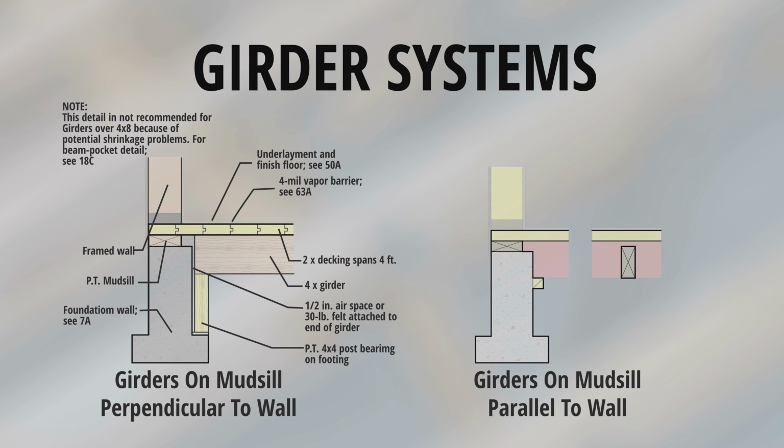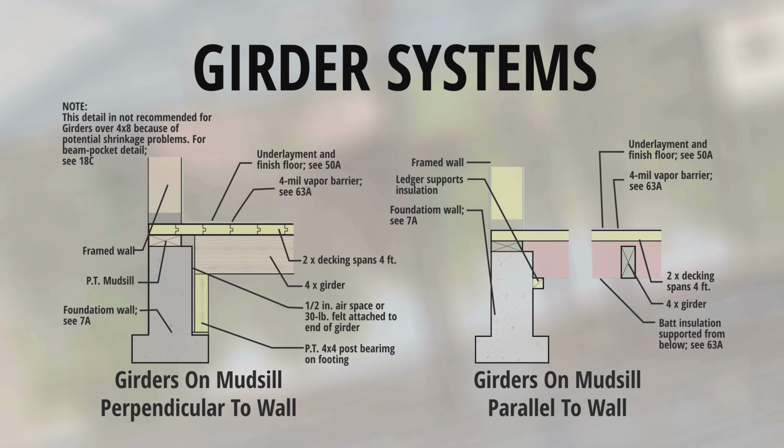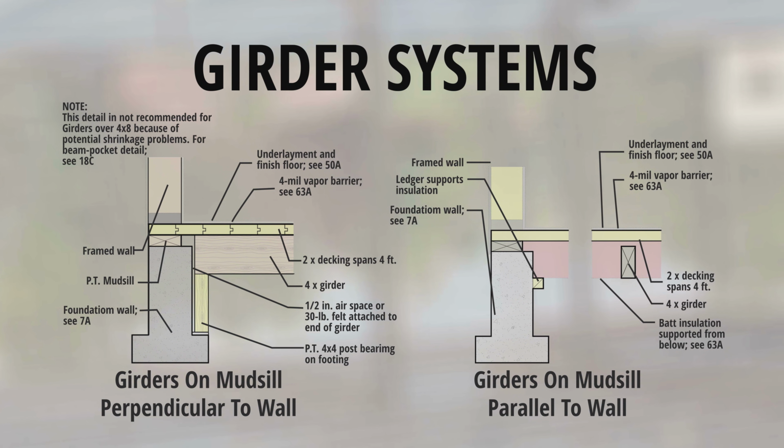Girders flush with mud sill parallel to wall. Framed wall, ledger supports insulation, foundation wall. Underlayment and finished floor, 4 mm vapor barrier, 2x decking spans 4 feet, 4x girder, bat insulation supported from below.